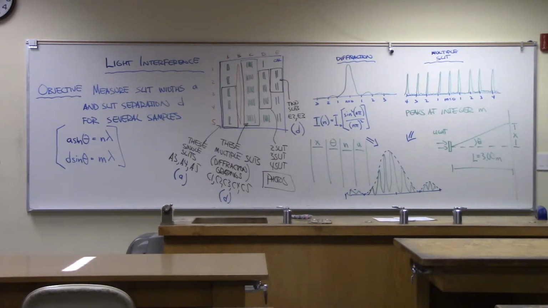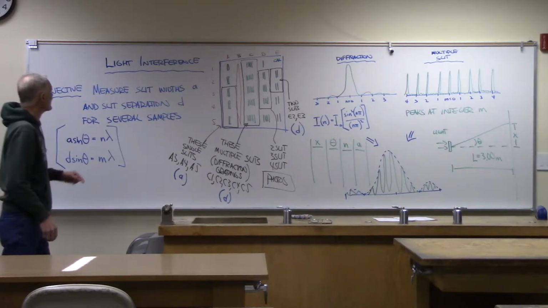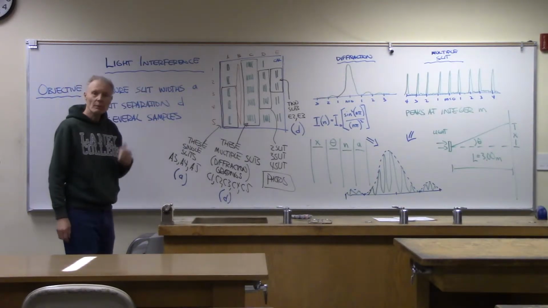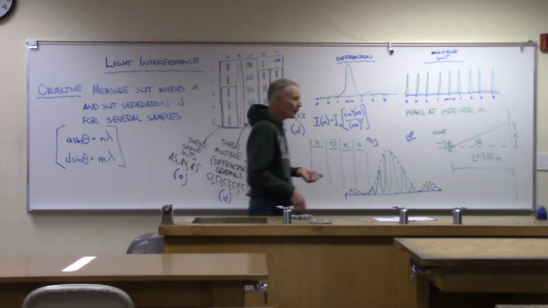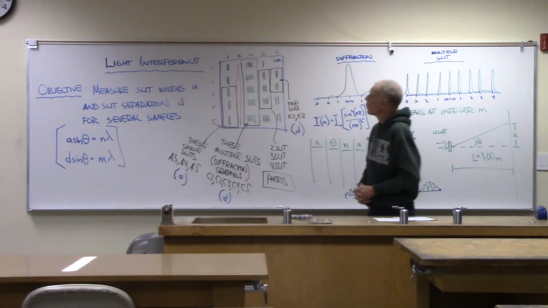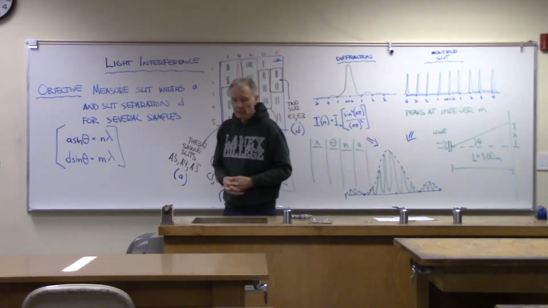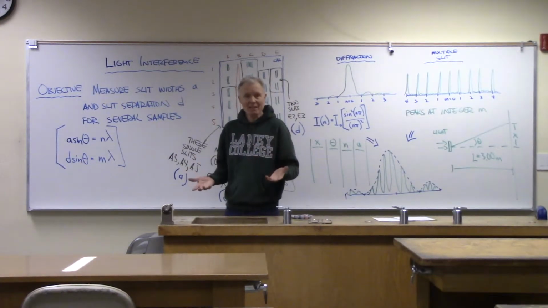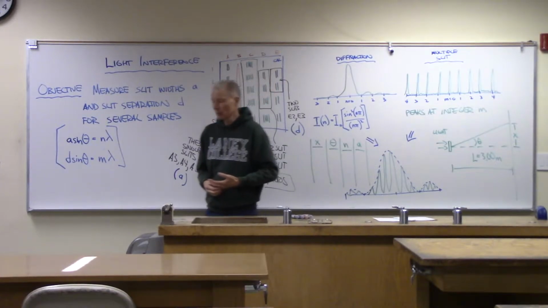All right, welcome back to Physics 4C Lab. This week we are going to be looking at interference of light, something we've been talking about in lecture. So in lecture, in chapter 34 and 35, we have introduced different examples of where interference takes place.